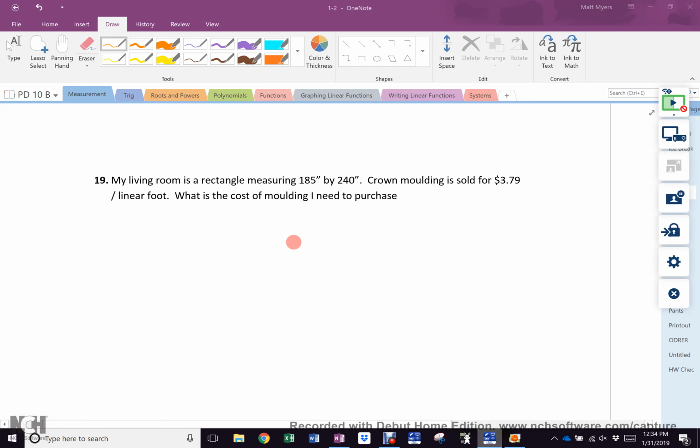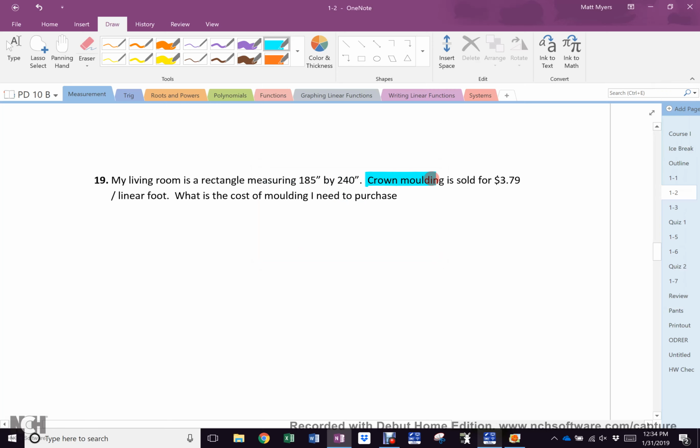Exactly. If you don't know what crown molding is, can you answer this math question? We all know how to do math with numbers, but if you don't know what those words mean, you can't do it. So is this a math question or an English question? It's an English question. There's another mistake in here too.